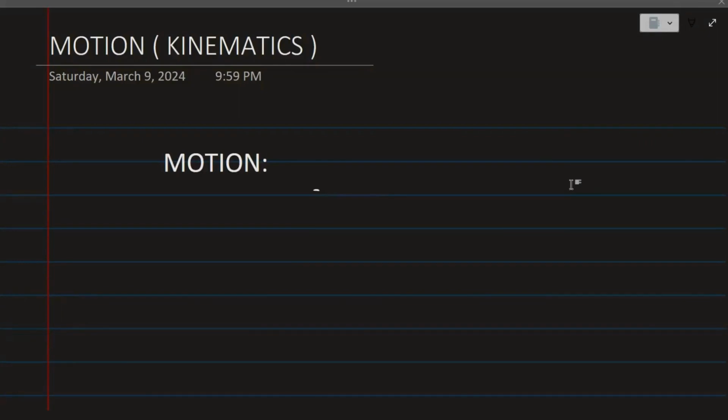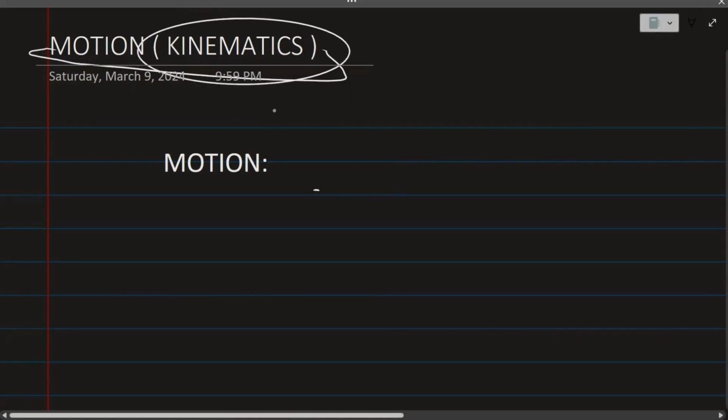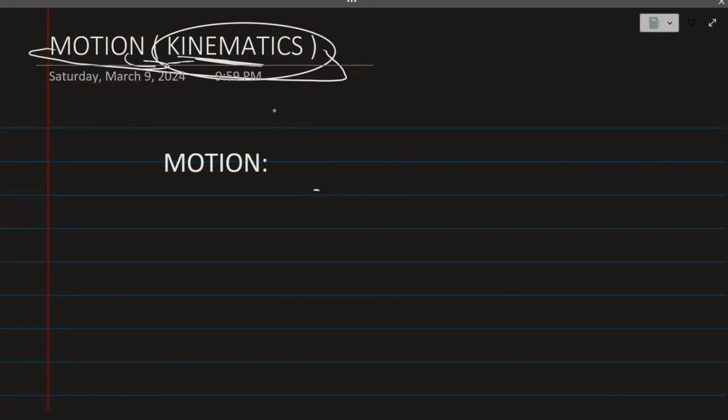Assalamu alaikum guys. So in today's lecture we are going to do the new topic of our physics syllabus, which is motion, okay? Nowadays it's known as motion, and before its name was kinematics, but they both are the same. So let's start with the definition of motion.